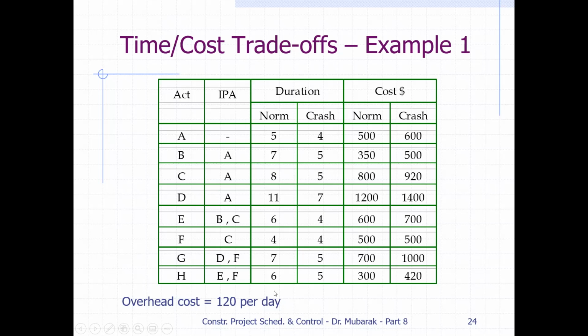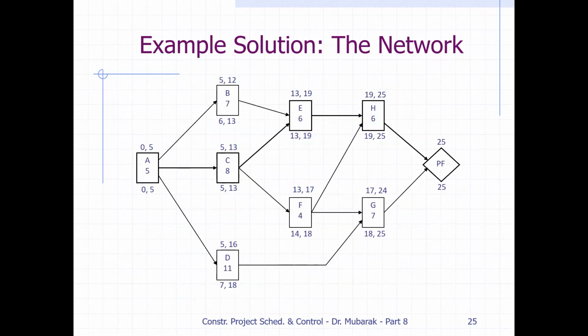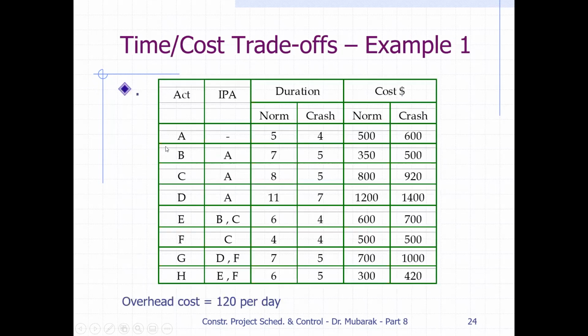Now, if we have our schedule in front of us, we can draw the network diagram this way. Activity A, normal duration is 5 days, and the IPA is nothing for this activity. So it means this is the starting activity. Activity B will be after A with 7 days duration. C will be after A with 8 days duration.